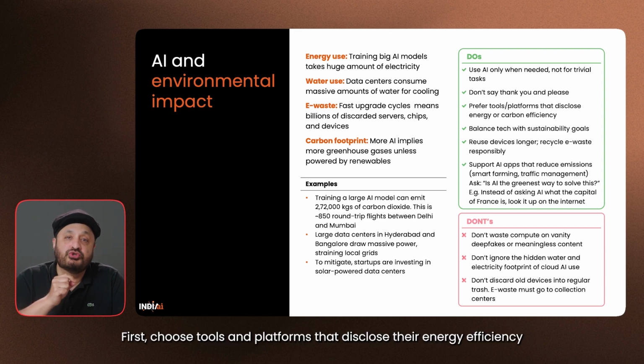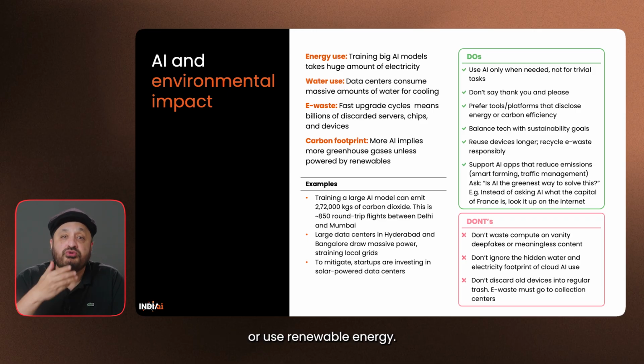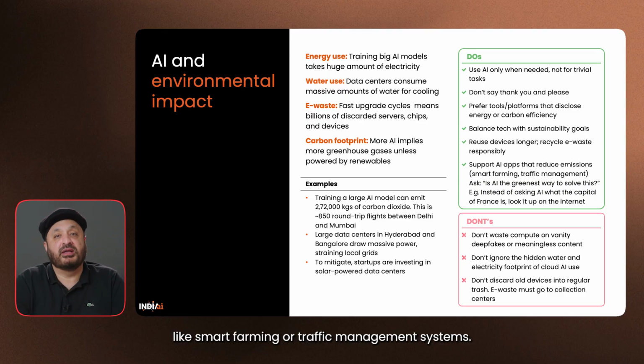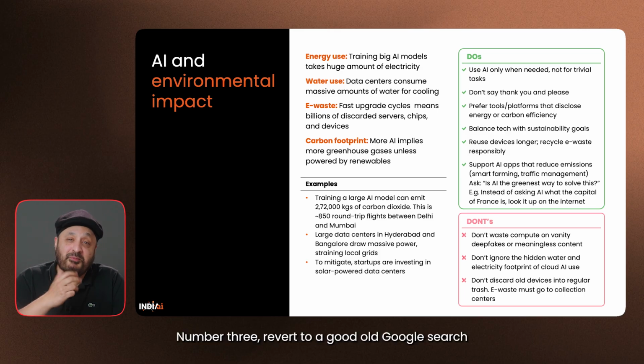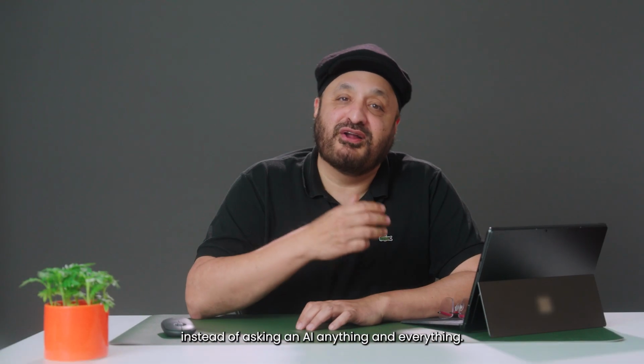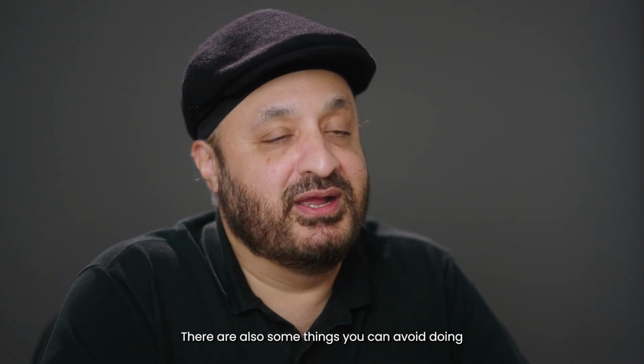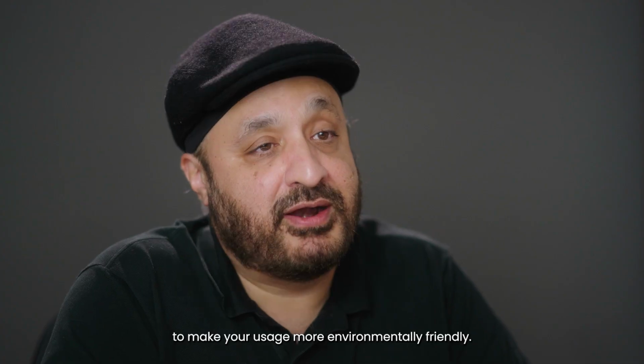First, choose tools and platforms that disclose their energy efficiency or use renewable energy. Number two, support AI applications that actually help reduce emissions, like smart farming or traffic management systems. Number three, revert back to good old Google search instead of asking AI anything and everything. There's also some things you can avoid doing to make your usage more environmentally friendly.